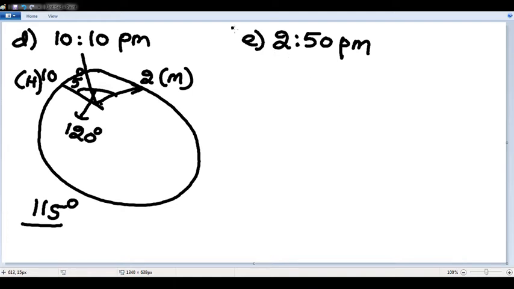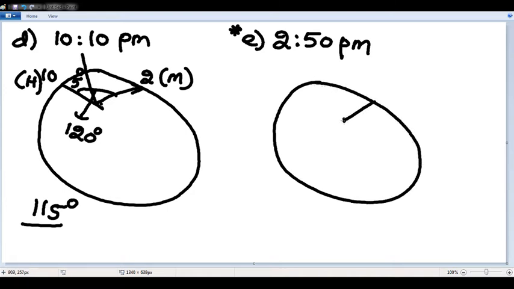Now please put a star mark on 2:50. What is 2:50? 2:50 means 2 hours 50 minutes. That means the hour hand is at 2 o'clock, and 50 means the minute hand is at 10 o'clock.